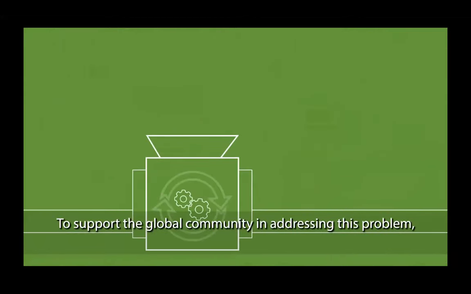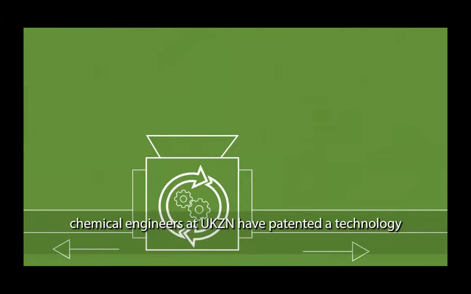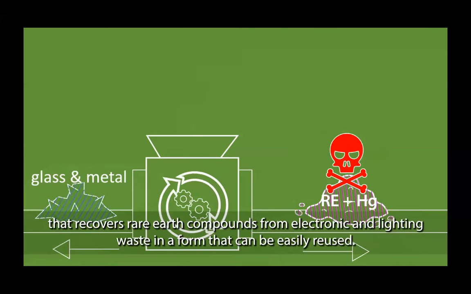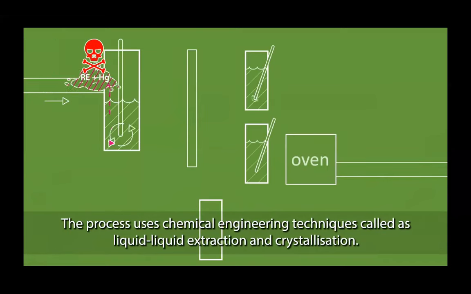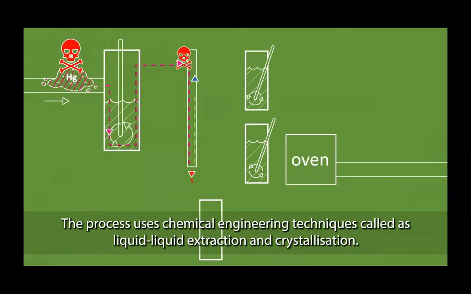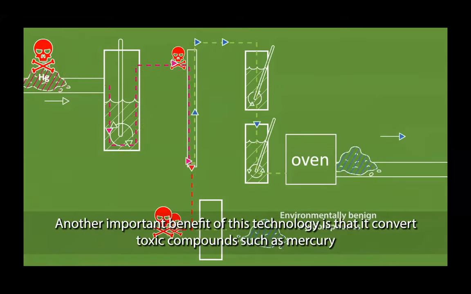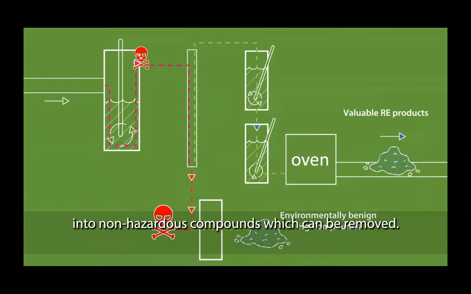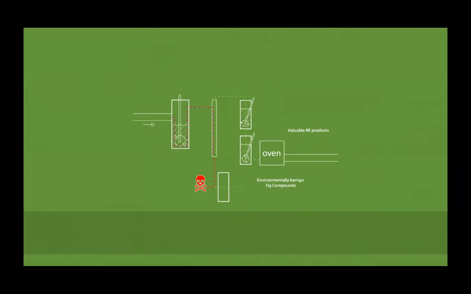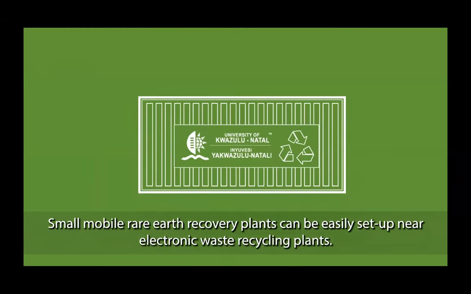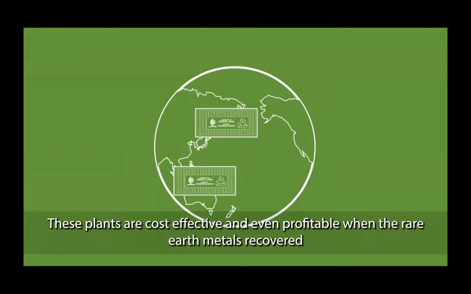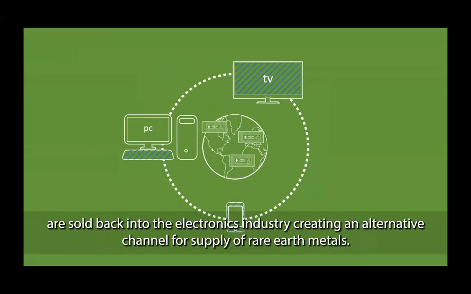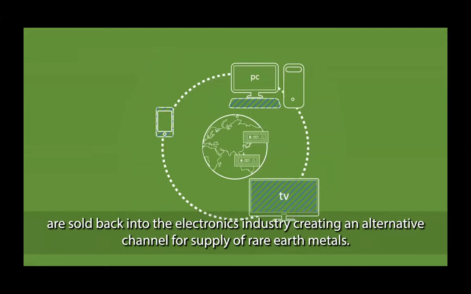To support the global community in addressing this problem, chemical engineers at the University of KwaZulu-Natal have patented a technology that recovers rare earth compounds from electronic and lighting waste in a form that can be easily reused. The process uses chemical engineering techniques known as liquid-liquid extraction and crystallization. Another important benefit of this technology is that it converts toxic compounds such as mercury into non-hazardous compounds which can be removed. Small mobile rare earth recovery plants can be easily set up near electronic waste recycling plants. These plants are cost-effective and even profitable when the rare earth metals recovered are sold back into the electronics industry, creating an alternative channel to mining for supply of rare earth metals.